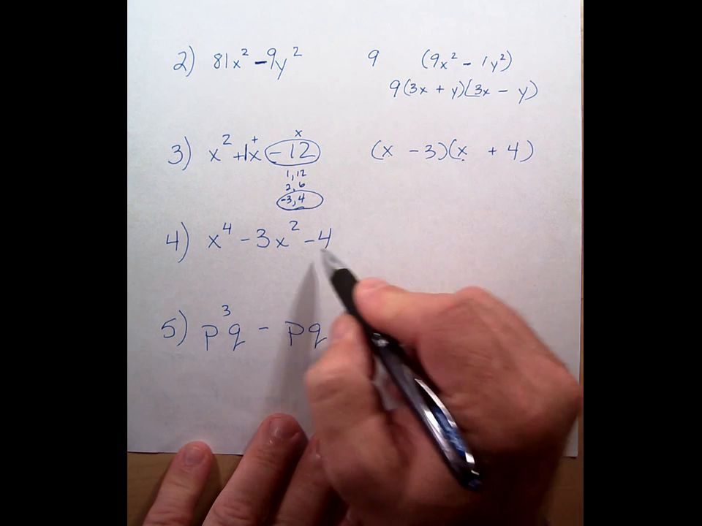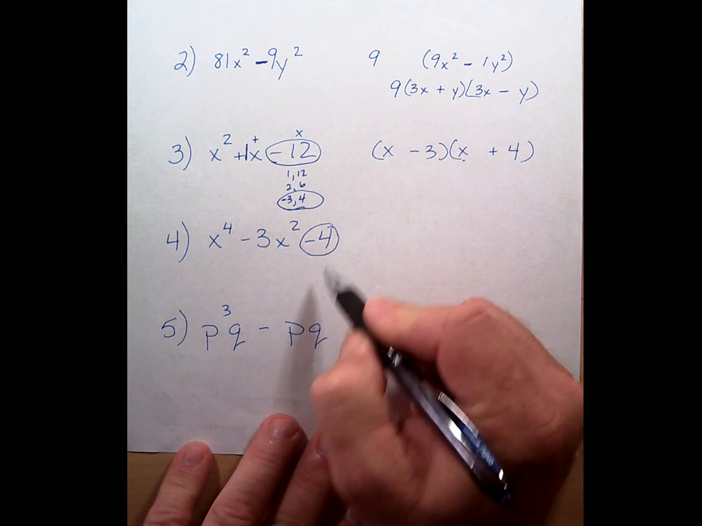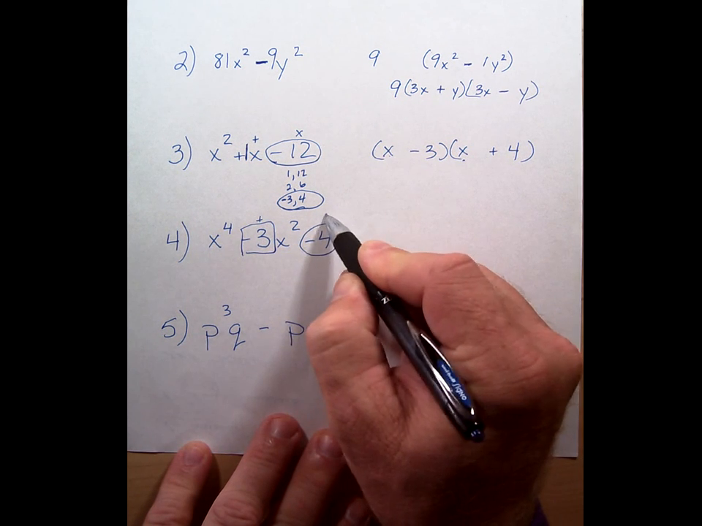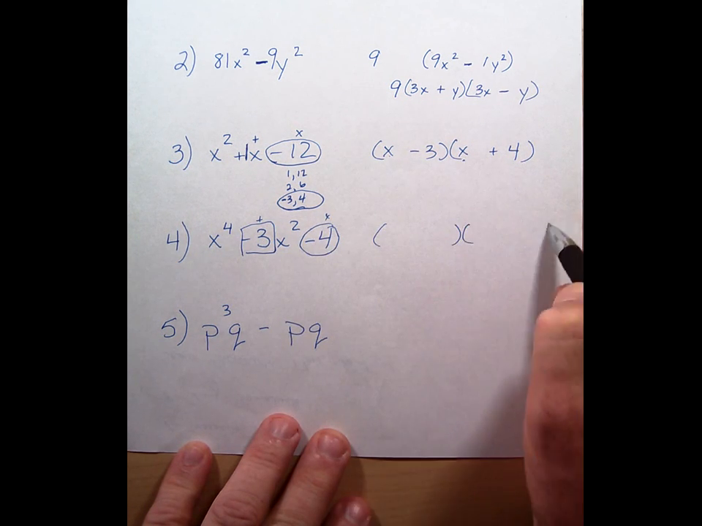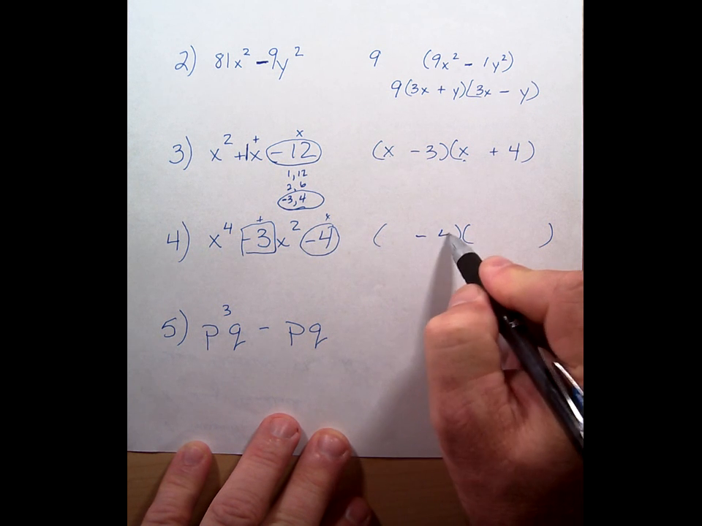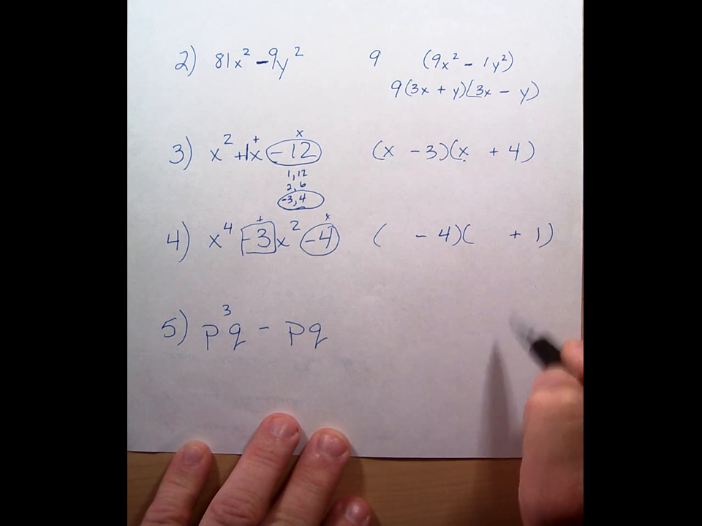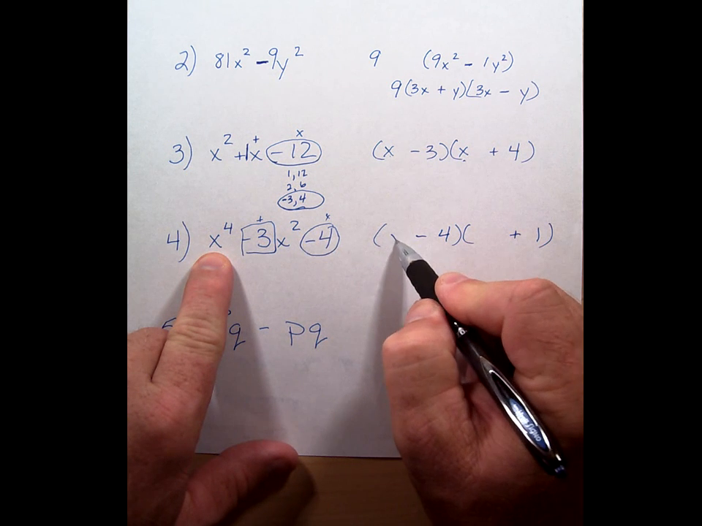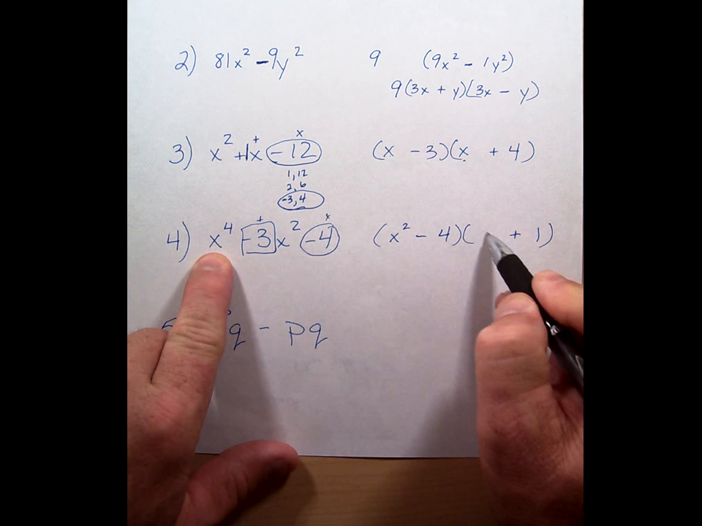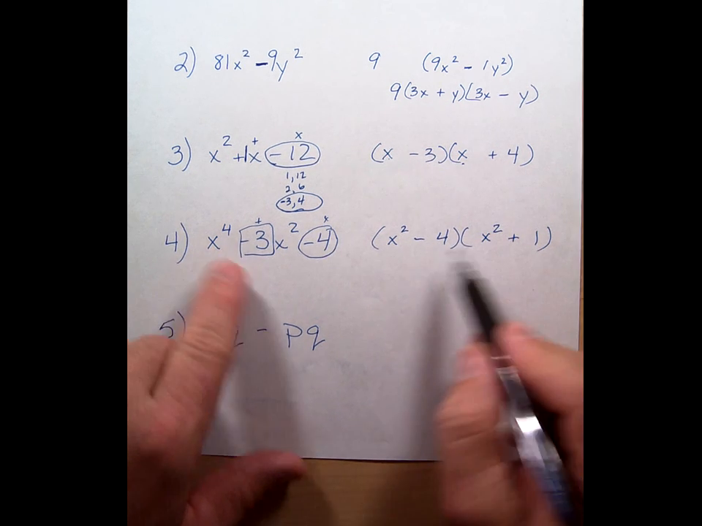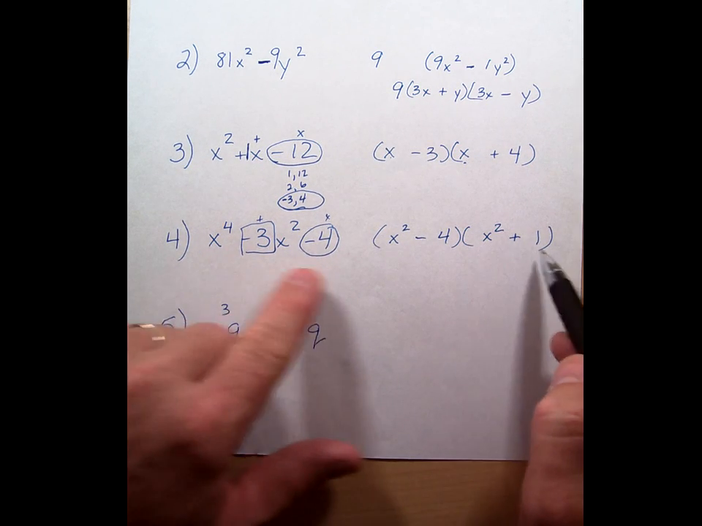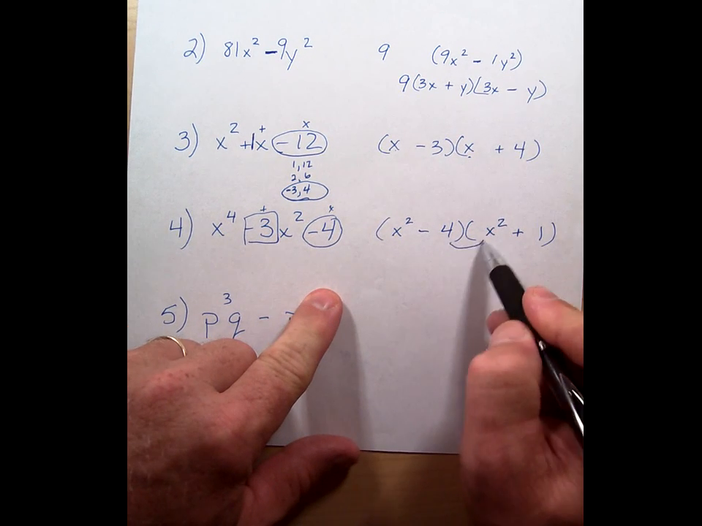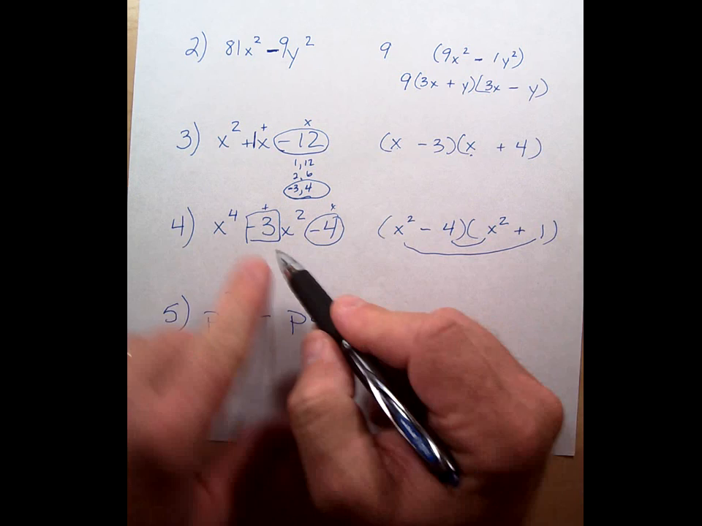Same thought process. Two numbers that multiply to give you the last and add to give you the middle. In this case, it has to be -4 and +1. Well, what two terms multiplied together will give you the x to the fourth? X squared. So check it real quick. X squared give you the first. Last two give you the last. Add them together. Two smiles. I always say two smiles give you the middle term.